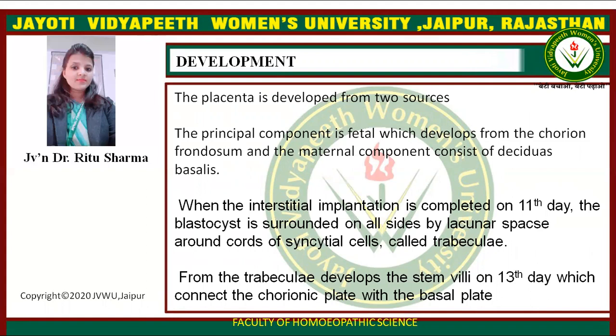When the interstitial implantation is completed on the 11th day, the blastocyst is surrounded on all sides by lacunae, with cords of syncytial cells called trabeculae. From the trabeculae develop the stem villi on the 30th day, which connect the chorionic plate with the basal plate.